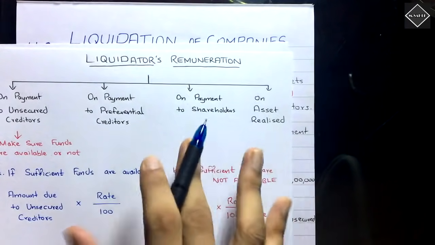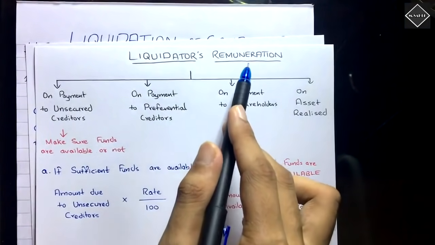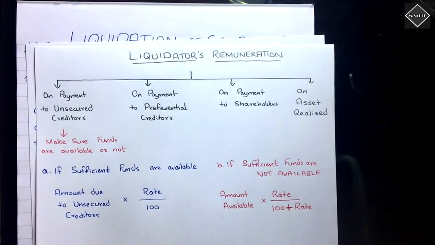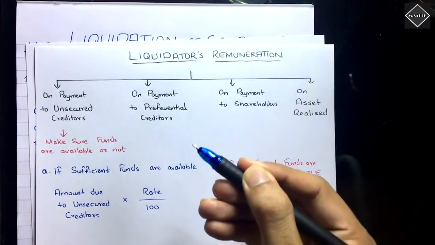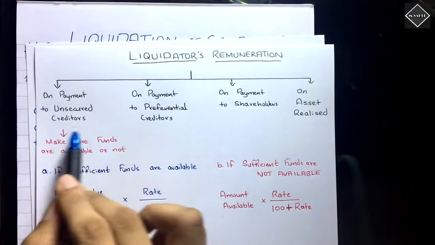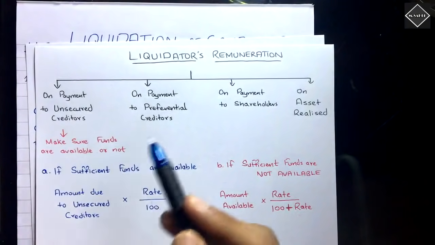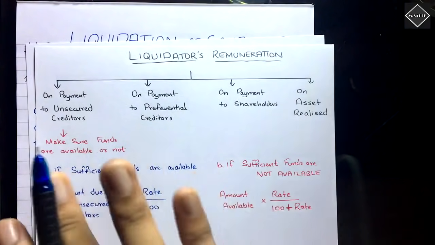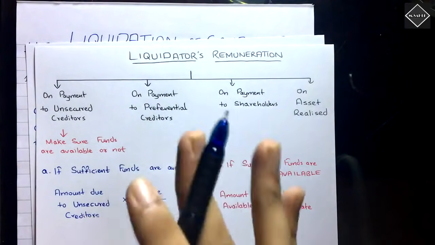But the problem arises when commission on unsecured creditors is given. When the remuneration on unsecured creditors is given, you have to be extra careful, because unsecured creditors are paid at last. Mostly, in almost all the questions, there will not be sufficient funds available to pay the unsecured creditors. If the company's liability to unsecured creditors is, let's say, 1 lakh, then mostly at last we will not have sufficient funds. We will have only, let's say, 80,000 or 60,000 left with us. That's when the problem arises.